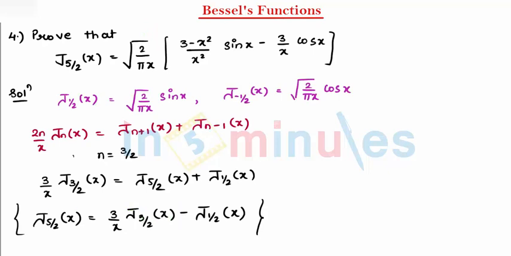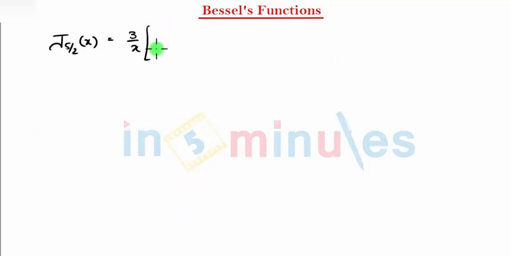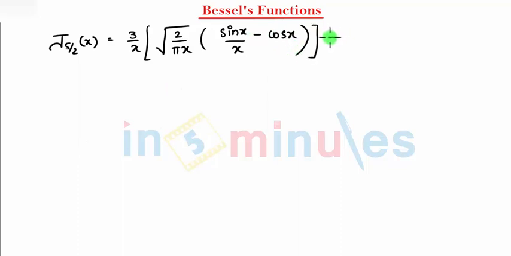So I get J 5 by 2 of x is equal to 3 by x multiplied by the value of J 3 by 2 of x. The value of that is under root 2 by pi x multiplied by sin x by x minus cos x. And further, the next is minus J half of x, so that is under root 2 by pi x into sin x. So that's easy.